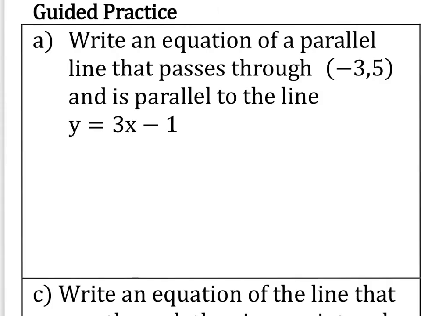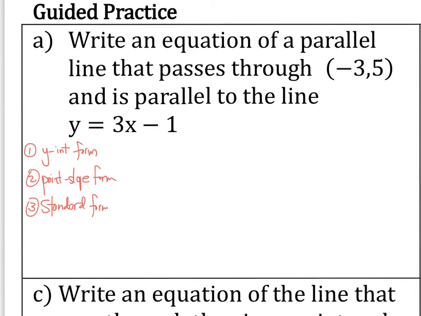Guided practice, part A. Write an equation of a line that passes through the point -3, 5 and is parallel to the line y equals 3x minus 1. Well, you have three options. You can either use 1, the y-intercept form, 2, the point slope form, or 3, the standard form, to find your equation of the line.